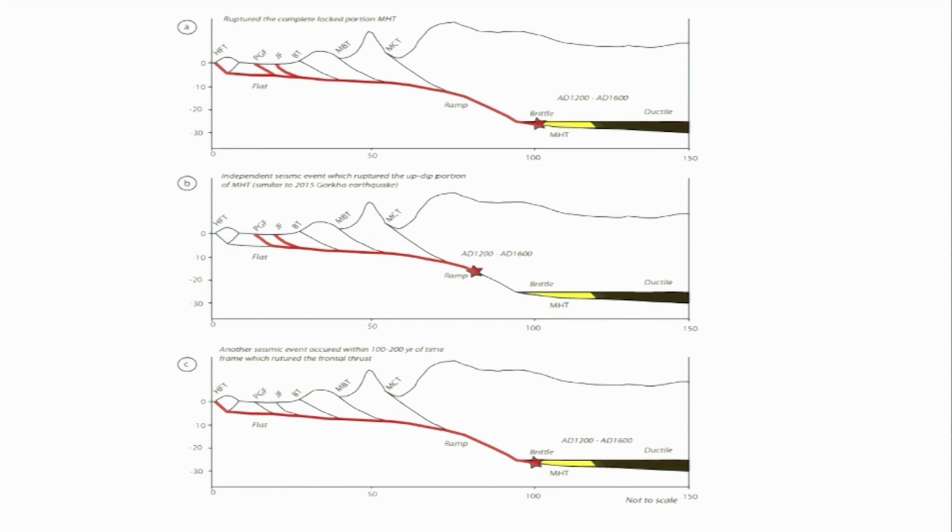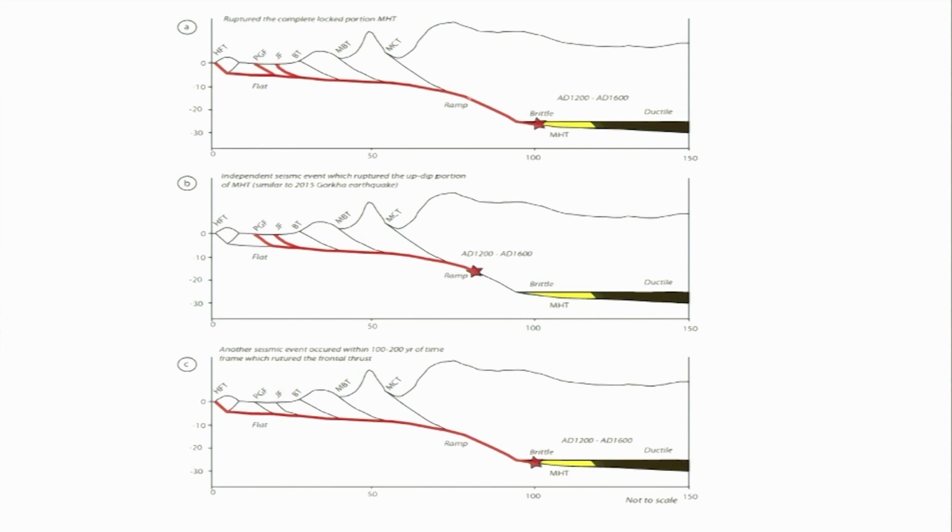In the second scenario, what we suggest is that there was another event, because if you trigger an event here and bring the rupture close to the frontal part, then you need a very large magnitude earthquake. But if it is on the ramp side, then taken up by the flat structure, probably these two faults moved together in one earthquake. Or there is a scenario that there was a major earthquake which separately moved the HFT. Okay.